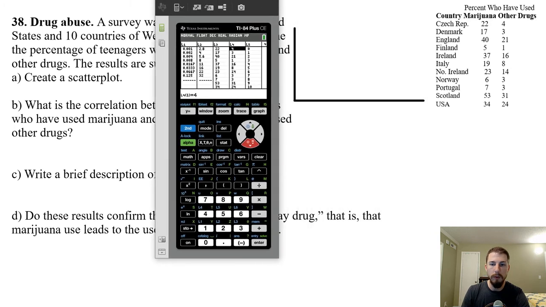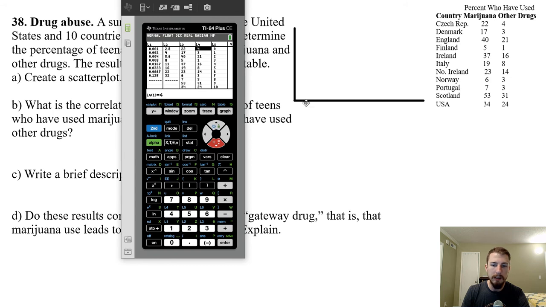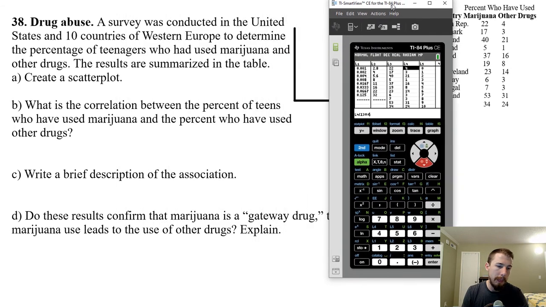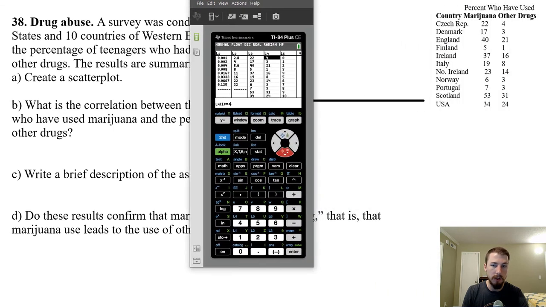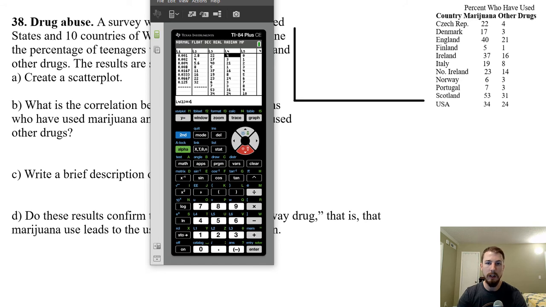So the question we have is what's going to be on the x-axis and what's going to be along the y-axis. I think the question they were going to be asking, if we look down in part D, is do the results confirm that marijuana is a gateway drug? That is, that marijuana leads to the use of other drugs. So what we're trying to see is, do nations, at least in Western Europe and the U.S., that have higher marijuana use also have higher other drug use? And so we're going to put the marijuana use on the x-axis and other drugs on the y-axis. So that would mean our list 3 is our x-axis and our list 4 is our y-axis.